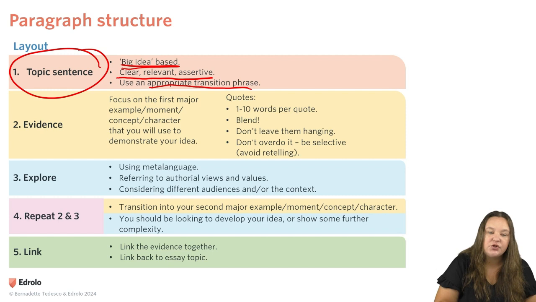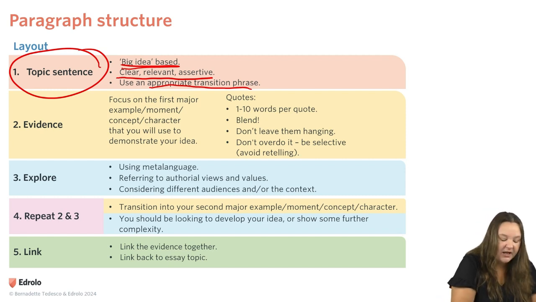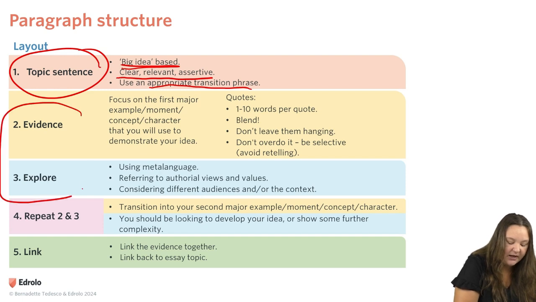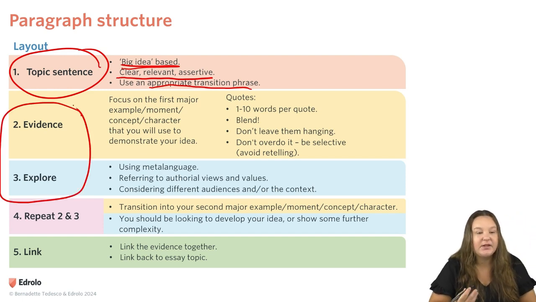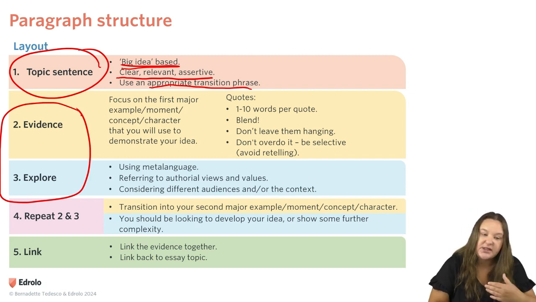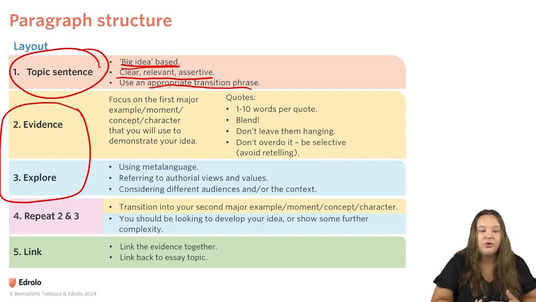The next thing that you do after writing your topic sentence is you provide evidence and you explore that evidence. Now, it says that this is step 2 and 3, but this can actually occur in any order. You might explore the evidence and then quote it and then explore a bit more. When you're writing at this academic level, there is some flexibility in how you include and analyze your evidence.